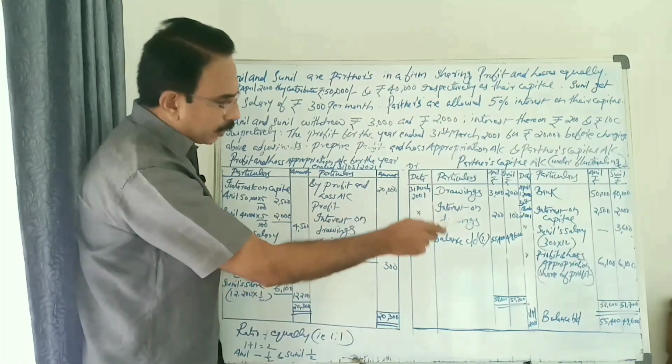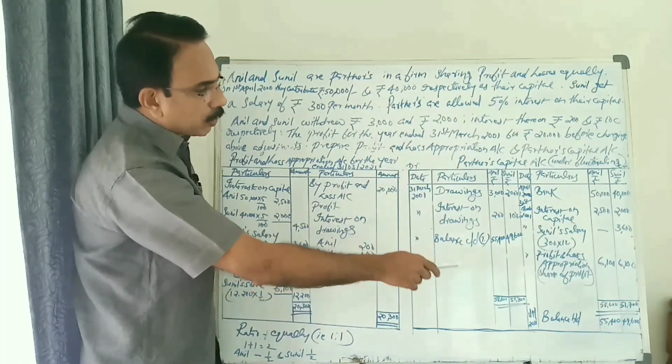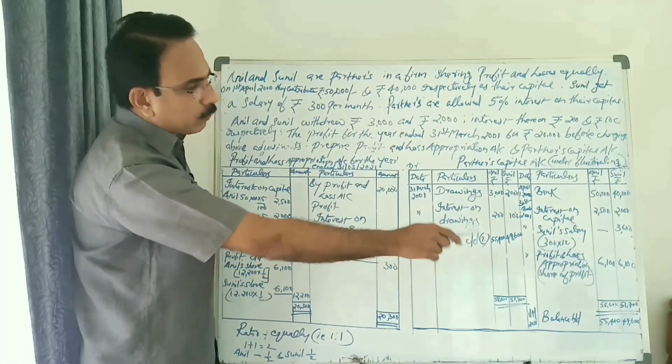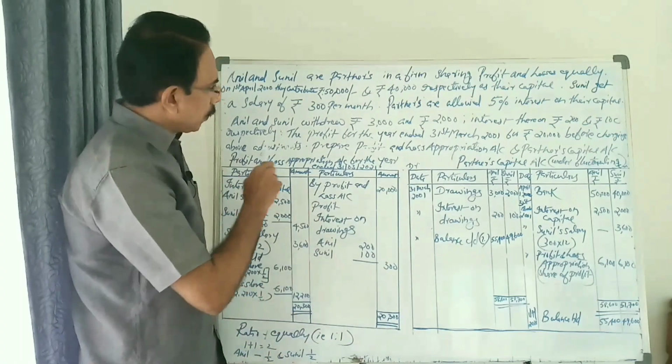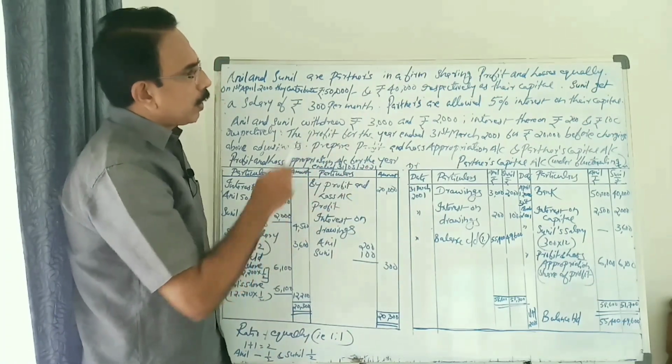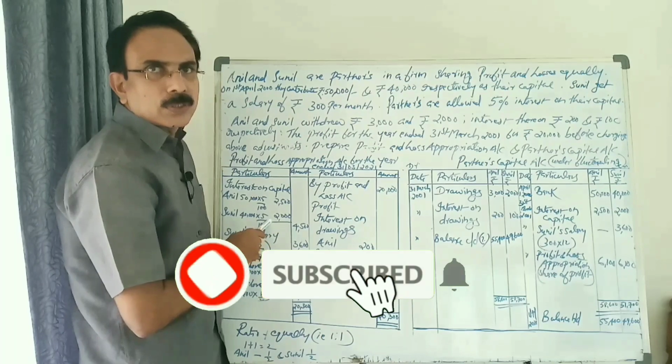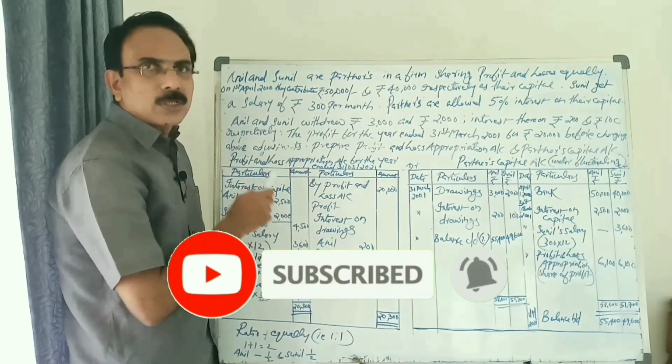On the opposite side, the balance is brought down, that is 55,400 and 49,600. These are the profit and loss appropriation account and partners' capital accounts. Then let us see the next question.